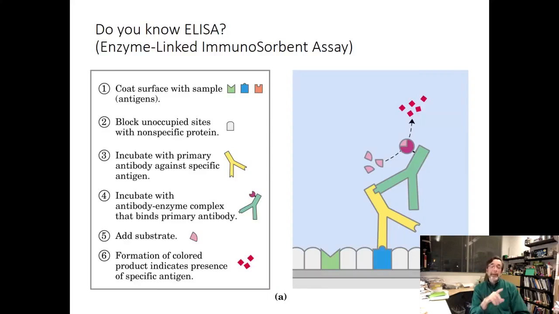Secondary antibody binds, then it has an enzyme with it, and all the enzyme does is it turns some substrate from one color into another. You add the substrate, it makes the red product, and wherever you see the red product, you know you have the enzyme. Where you have the enzyme, you know you have the secondary antibody. Where you have the secondary antibody, you know you have the primary antibody. Wherever you have the primary antibody, you know you have the blue stuff. So you look for the colored molecule at the top, and it tells you have the blue stuff at the bottom.